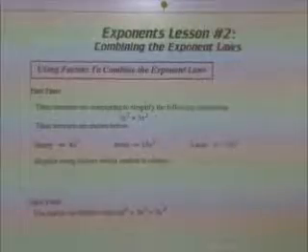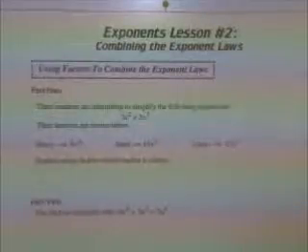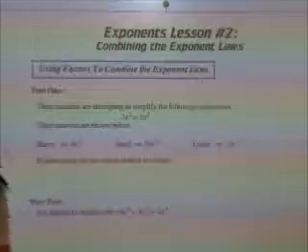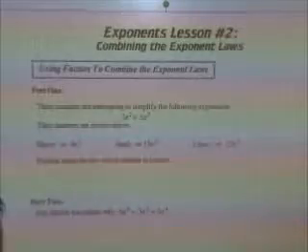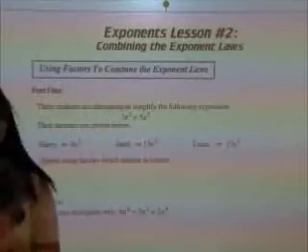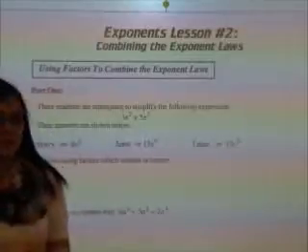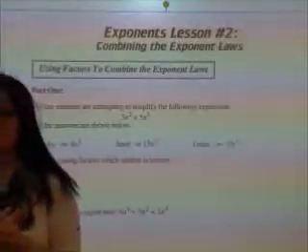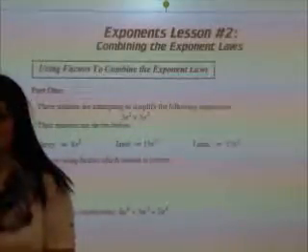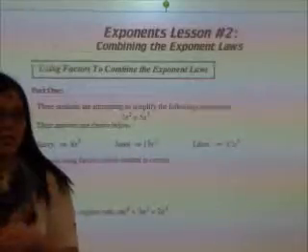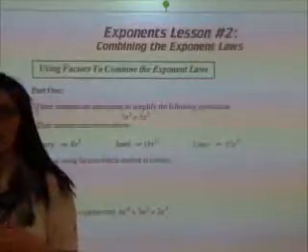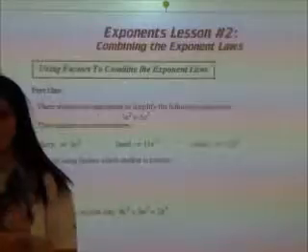Okay, so what we are going to look at today is just combining some of the exponent laws. So the exponent laws, a quick review from yesterday. We had the product law that said if the bases are the same, you can add their exponents to simplify it. The quotient law said if the bases were the same and I was dividing, I could subtract the exponents.